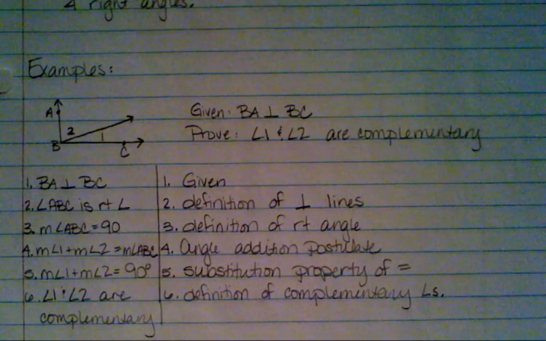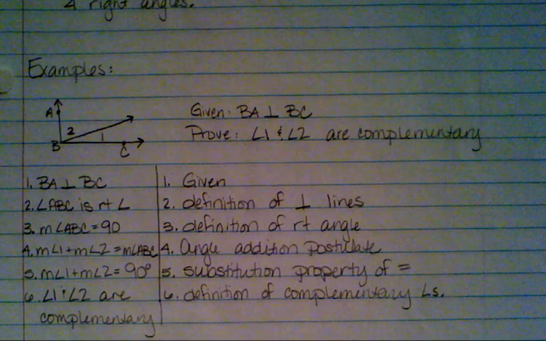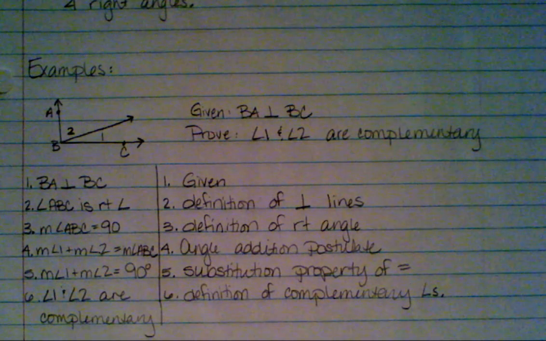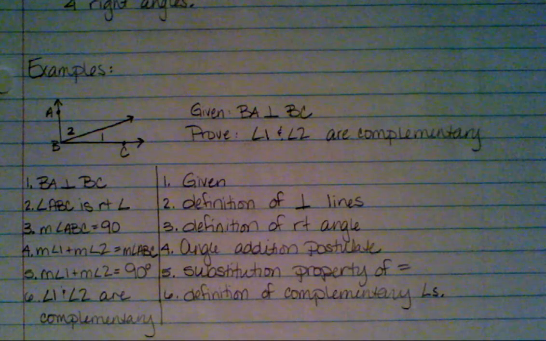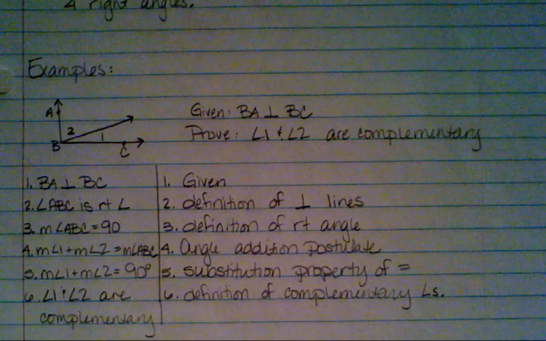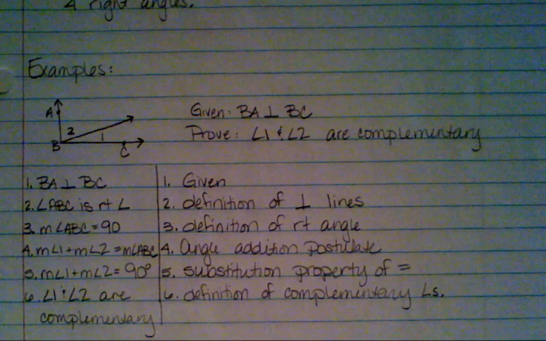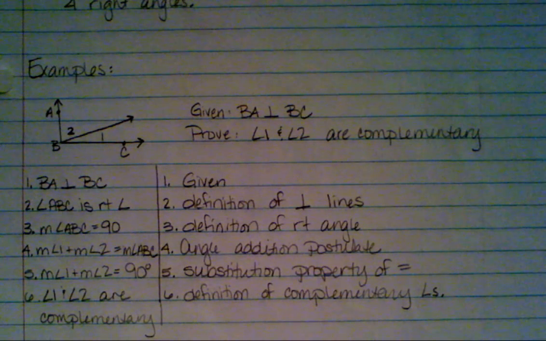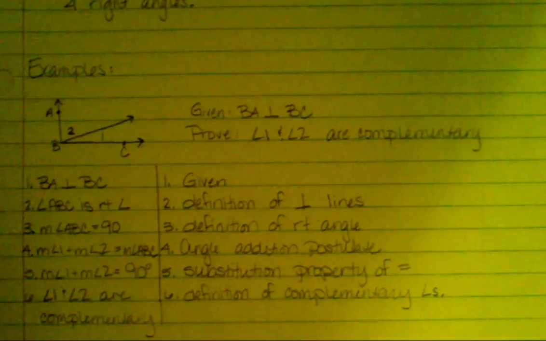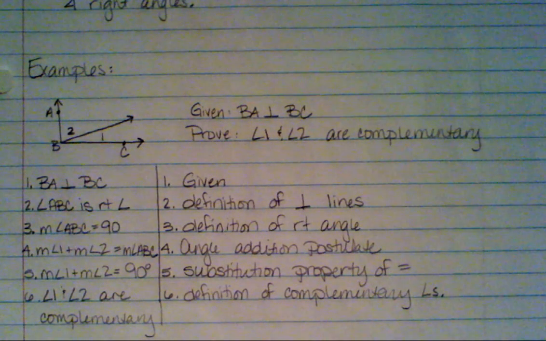Then we can say the angle ABC is a right angle, and that's the definition of perpendicular lines. If we have perpendicular lines, then we have right angles. If we have right angles, then we have perpendicular lines. So that's a definition. Then we can say that the measure of that angle is 90 degrees. That's the definition of a right angle. If we have a right angle, then we have a 90-degree angle. If we have an angle that's 90 degrees, then we have a right angle.